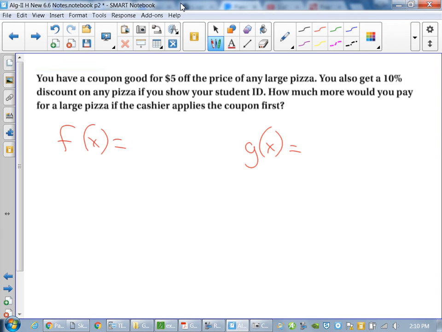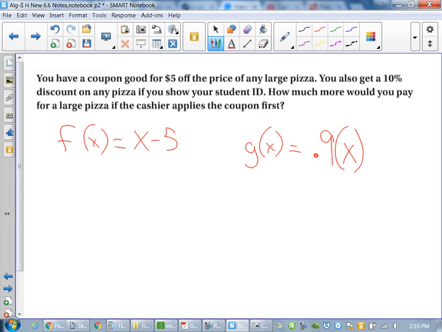Ways of discounting the price of the pizza. One of the ways is to take the cost of the pizza, which we don't know how much it is, and subtract how much money. There's your $5 off coupon. The other way to do that is to take the price of the pizza and multiply it by 10% to find out the overall cost.